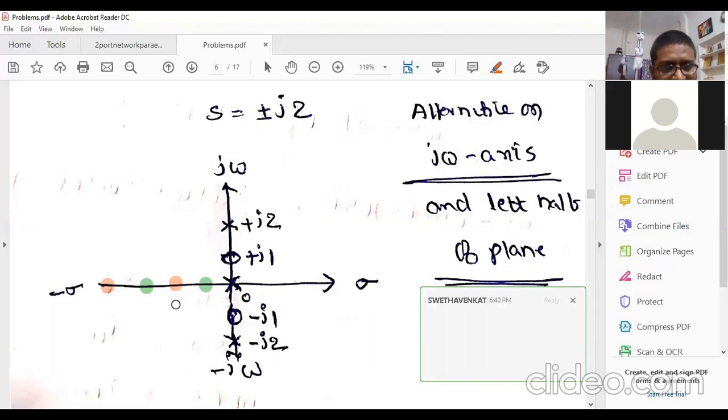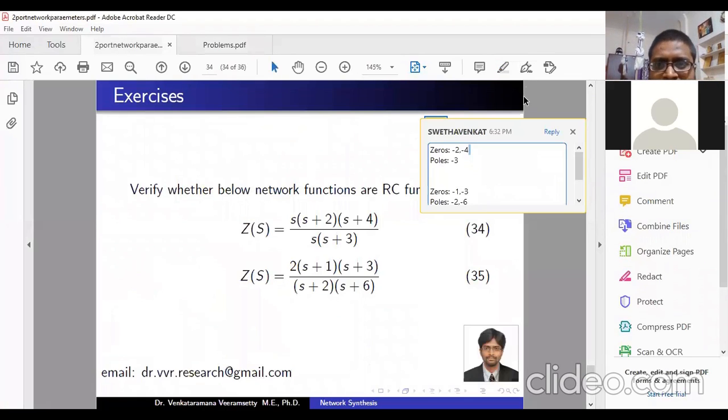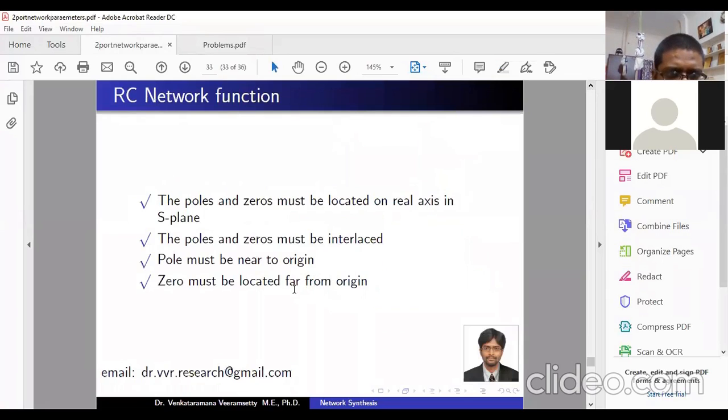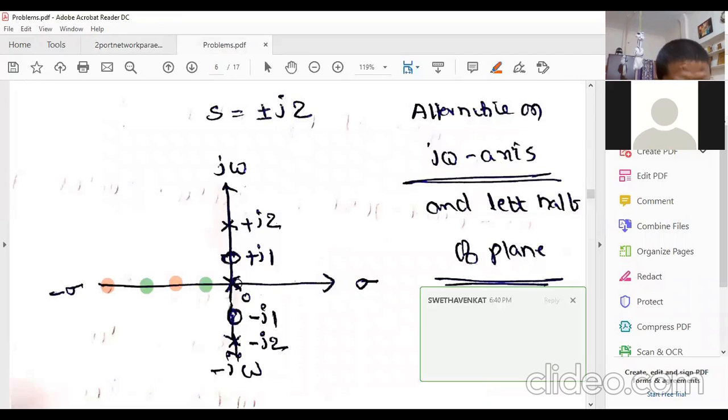So all the zeros and poles are on the real axis of the S-plane. The first condition is satisfied, right? And all the zeros and poles are coming in alternating fashion, that means zero, pole alternately. That is also satisfied. And the pole must be near to the origin. So what happened here? Pole must be near to origin.